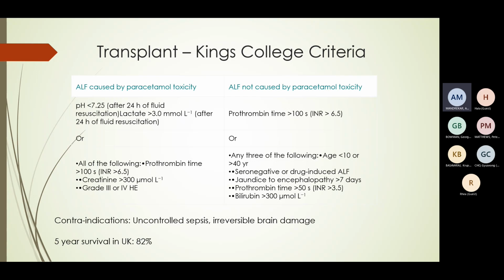If they're coming up to ITU, they should probably be discussed, or they absolutely should be discussed for an acute liver injury with specialist liver services. I think probably our closest is the Royal Free. That might not be right, but I think it might be. If they get the transplant, though, a 5-year survival of 82% in the UK. It's really pretty good.